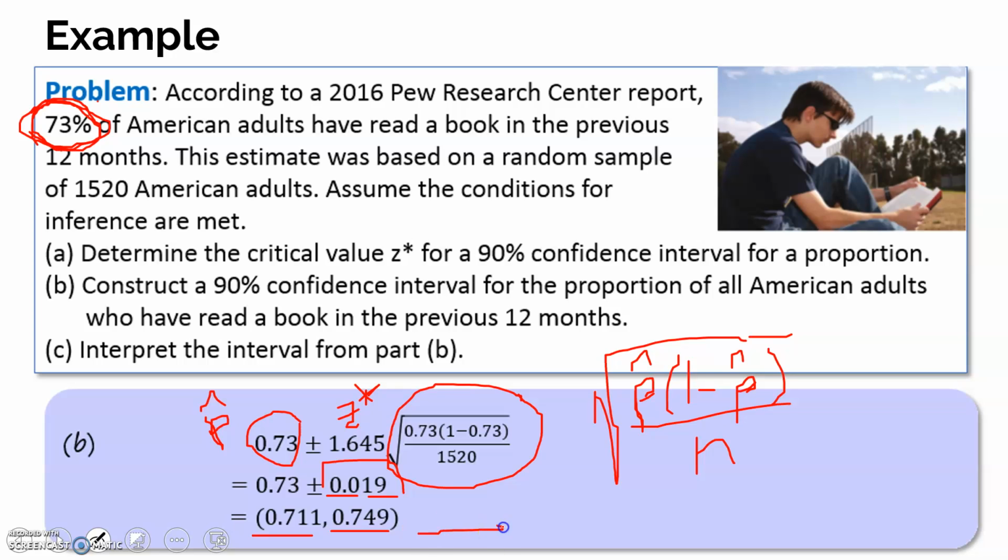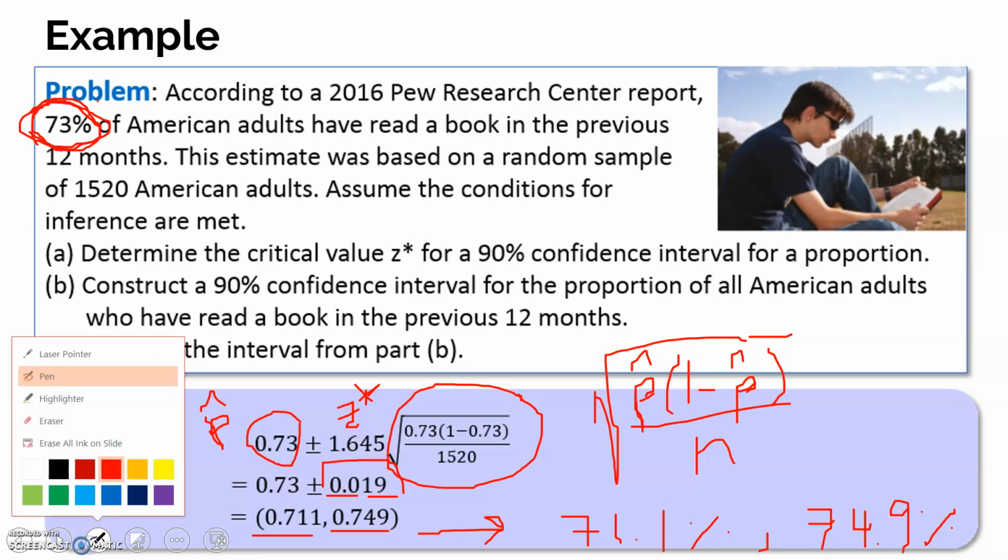And again, remember, these are really percentages. You do not have to write them as percentages, but keep in mind that that's what they are. So we're saying that we feel that the true proportion of American adults who have read a book in the previous 12 months is somewhere between 71.1% and 74.9%. Our true population proportion is somewhere in there. All right, let's interpret this answer.